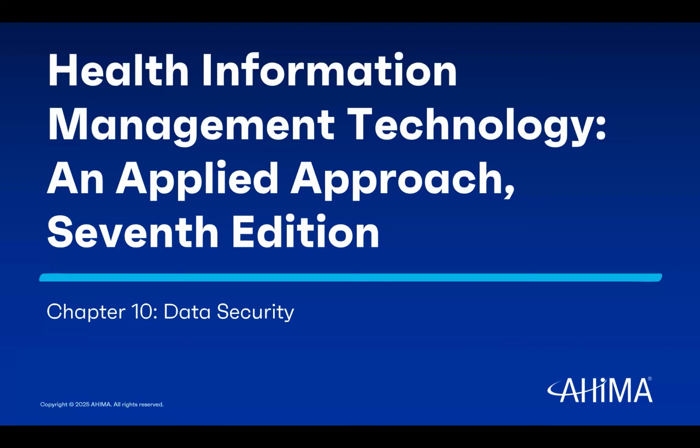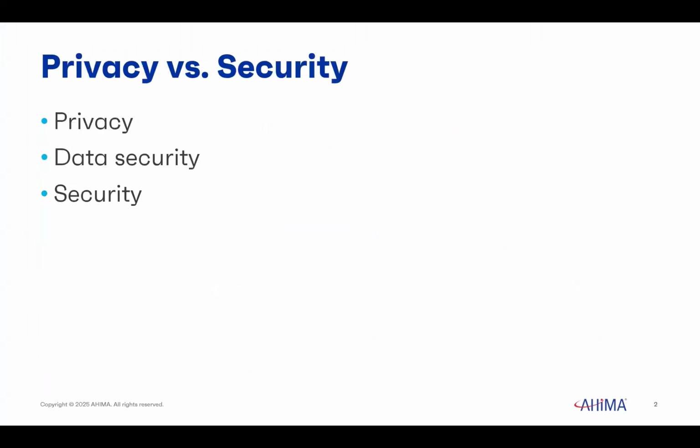Okay, again, this lecture is covering data security. And I'll let you read the objectives on your own. Basically, what we're going to be looking at is privacy, security, and data security. Privacy is basically the right to be left alone. Data security, you can think of as security for data. It's keeping it safe from loss, from destruction, from alteration.